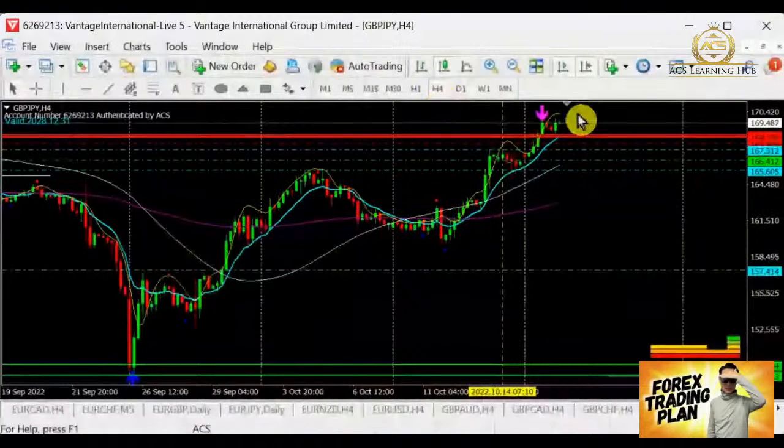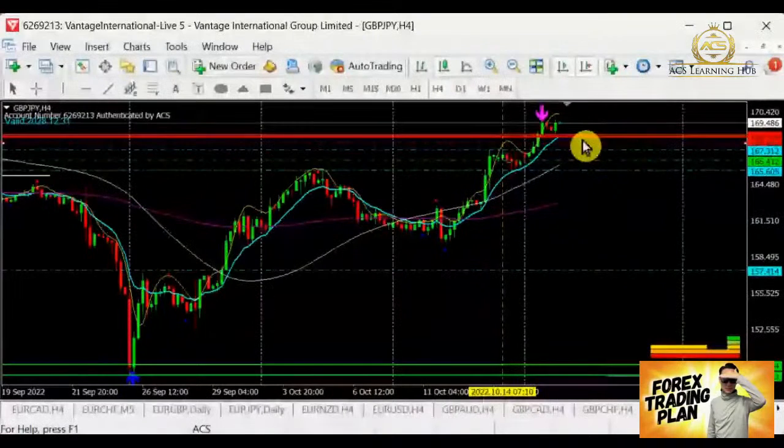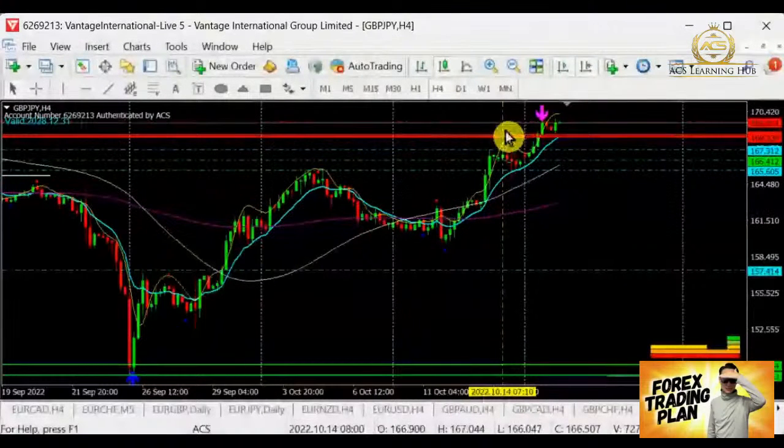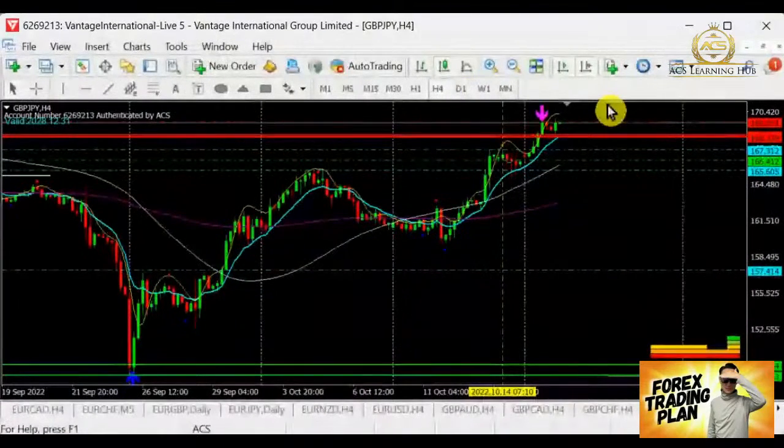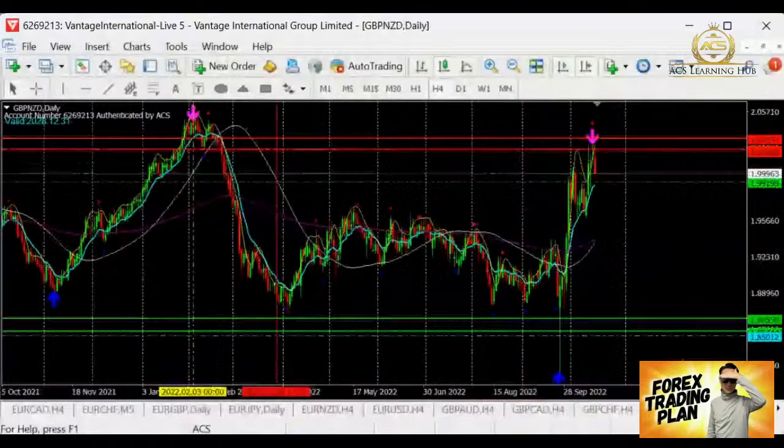Buyers, please take note of this resistance, where right now we are on the resistance. So allow it a little bit or break above, then form a buying signal, then continue to buy.